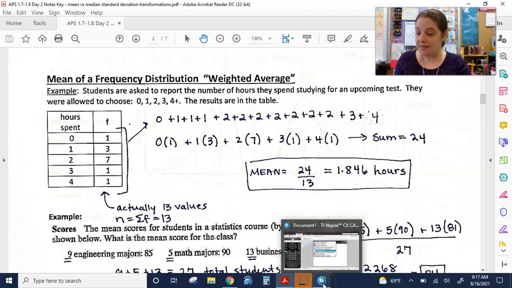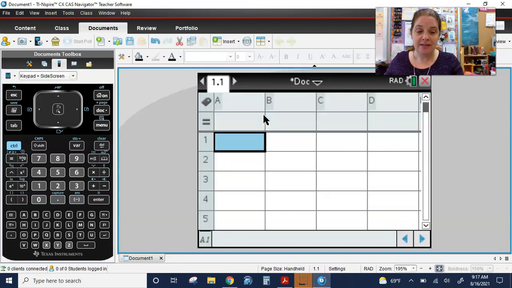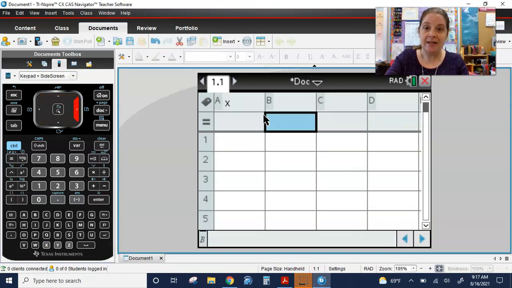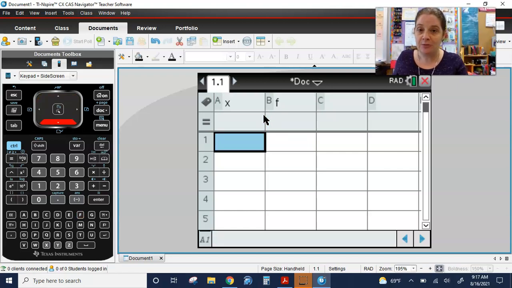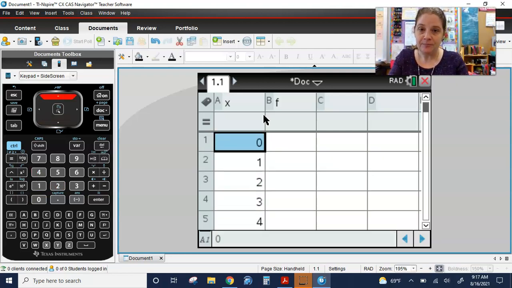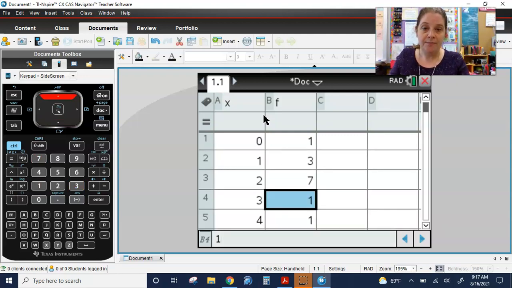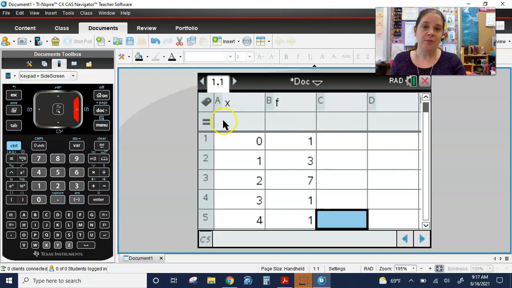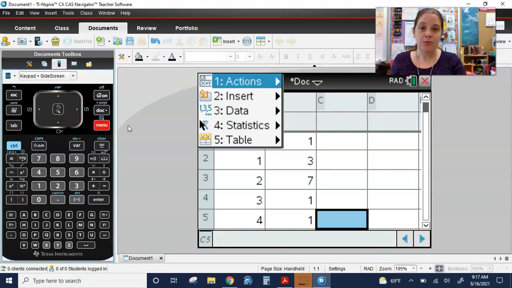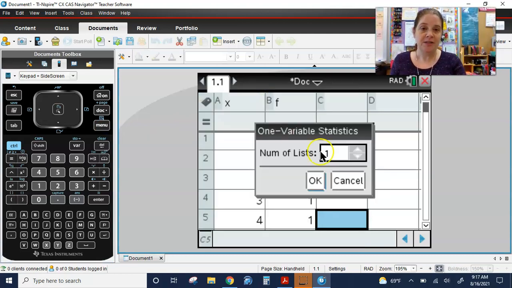Okay, now if I was going to do this in my TI Inspire, what I would do is I would say add a list and spreadsheet, and I would put in an X for my value and an F for frequency, and I'm going to type in these numbers 0, 1, 2, 3, 4. And then I'm going to go in and add those frequencies, 1, 3, 7, 1, and 1. Okay, and then I'm going to run my one variable statistics. So I'll say menu, statistics, stat calculations, one variable statistics.